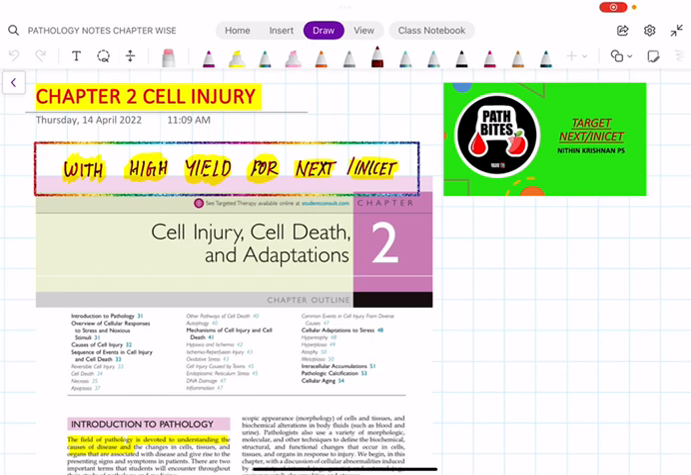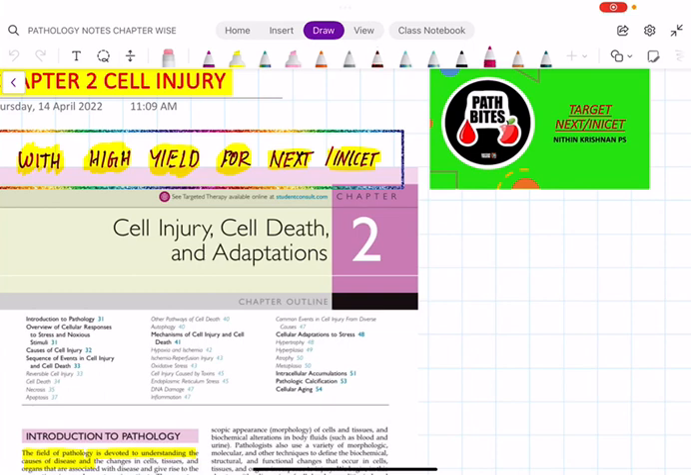Here we are going to discuss the very first chapter, even though it is mentioned as the second chapter in Robbins. This is actually where we are going to start our proper general pathology. Okay, general pathology.